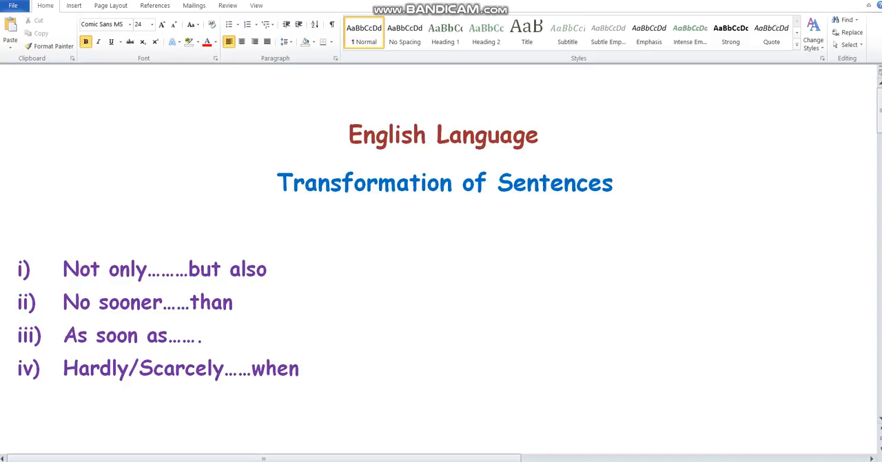Good morning, children. It's a language class today, and we will try to understand a few rules of transformation of sentences. The structures that we will study today are not only but also, no sooner than, as soon as, and hardly or scarcely when.